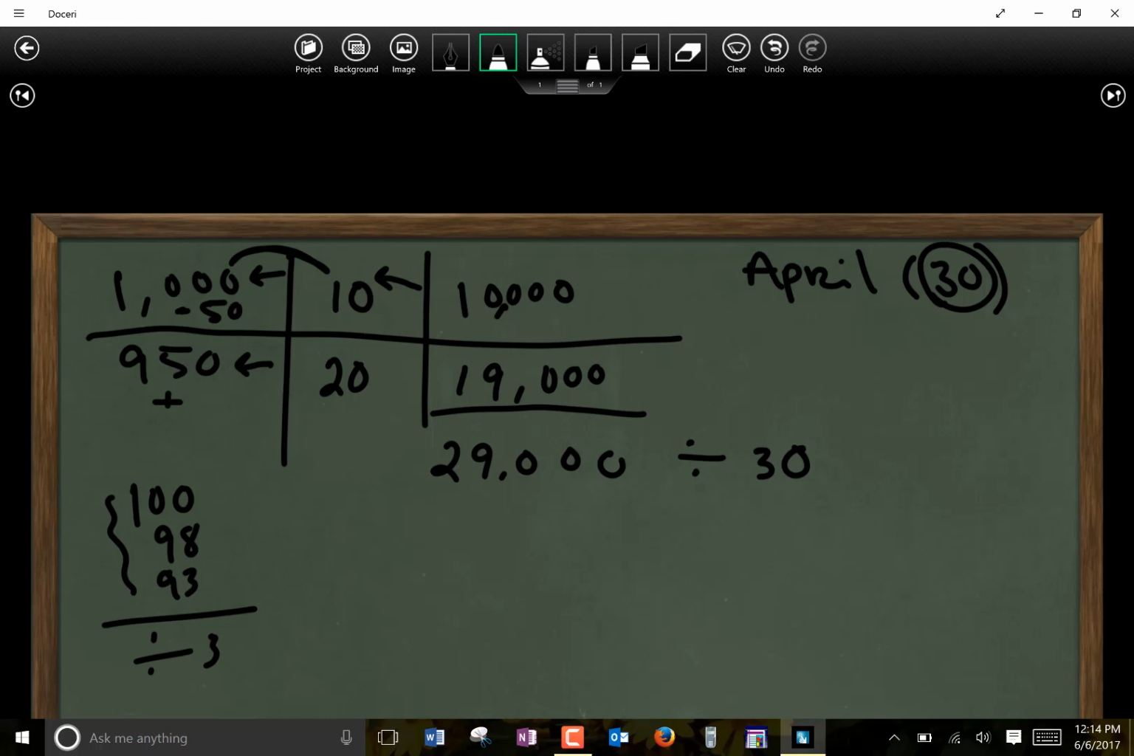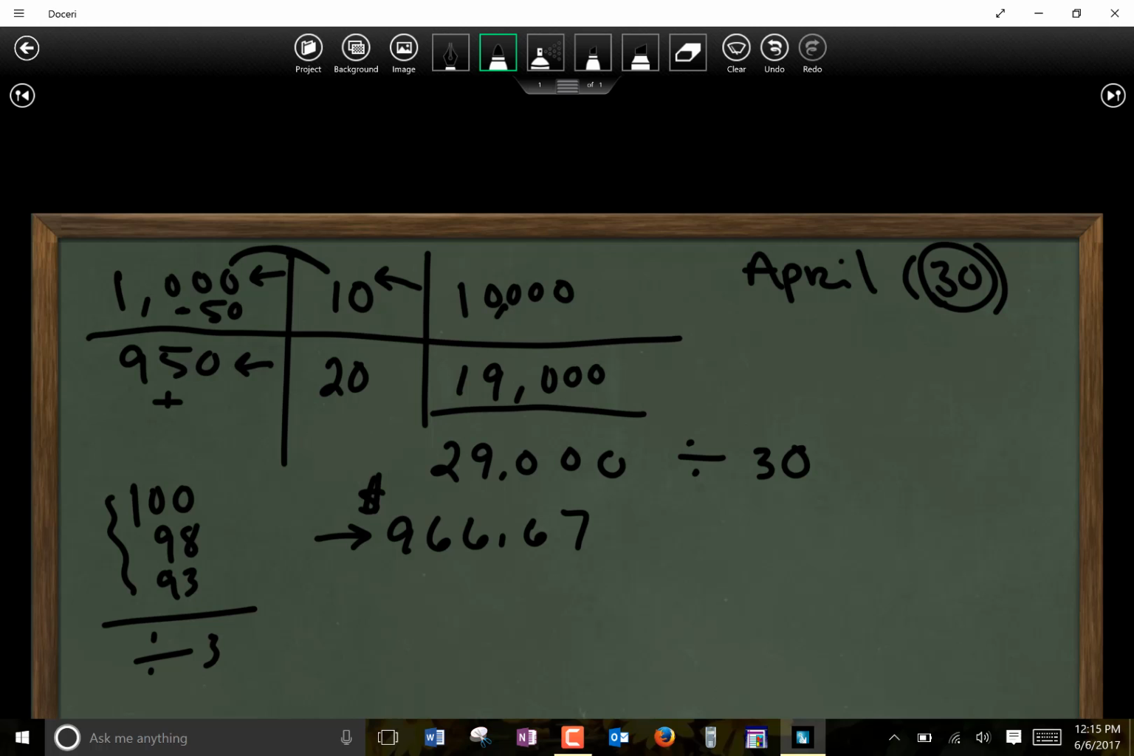So in order to get an average, we would take 29,000 and we would divide it by 30, and we would get $966.67. That's what I owe as an average per day. You know, some days I owe 1,000, some days I owe 950, but my average that I owe every day is $966.67.